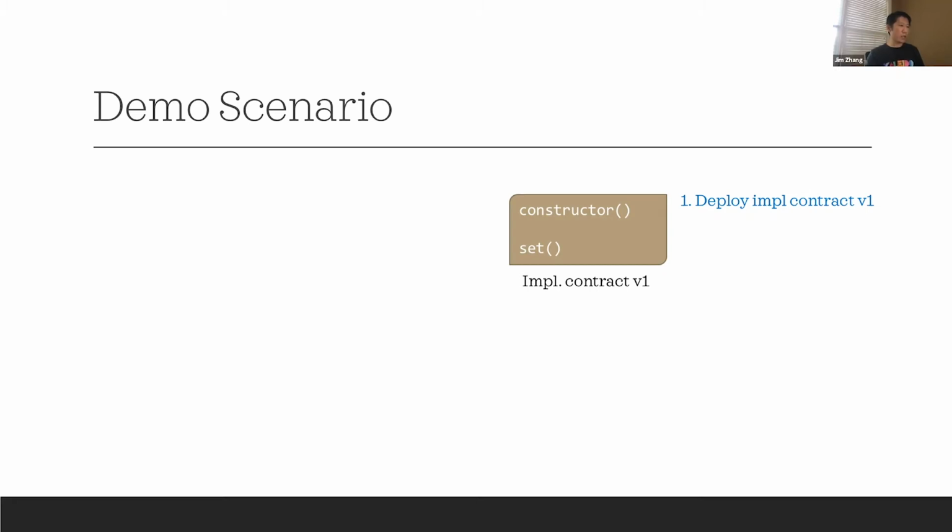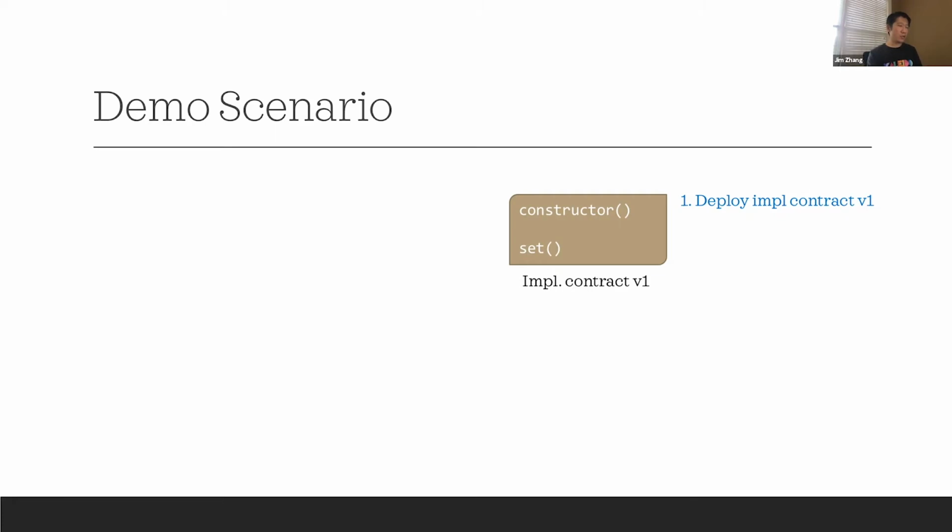So that was the theoretical portion of how smart contracts can be upgraded using this proxy pattern. Now let's take a look at a real example and how you can use Kaleido to deal with upgradable contracts. In the first portion of the demo, we will deploy an implementation contract. We have a version 1 of it.